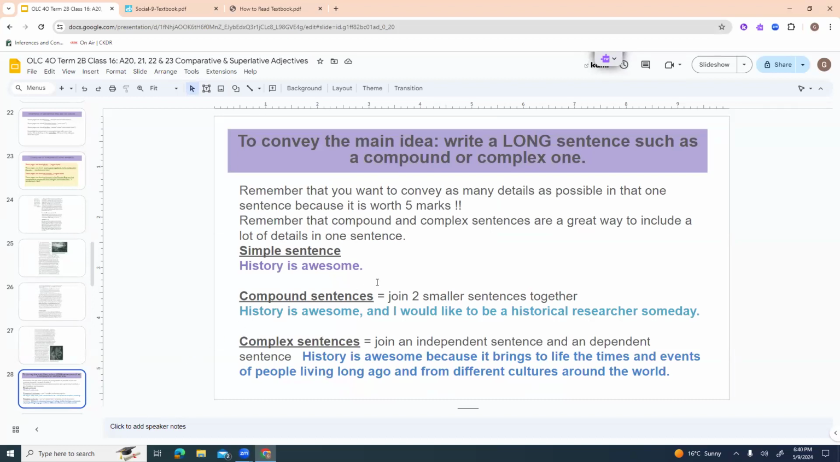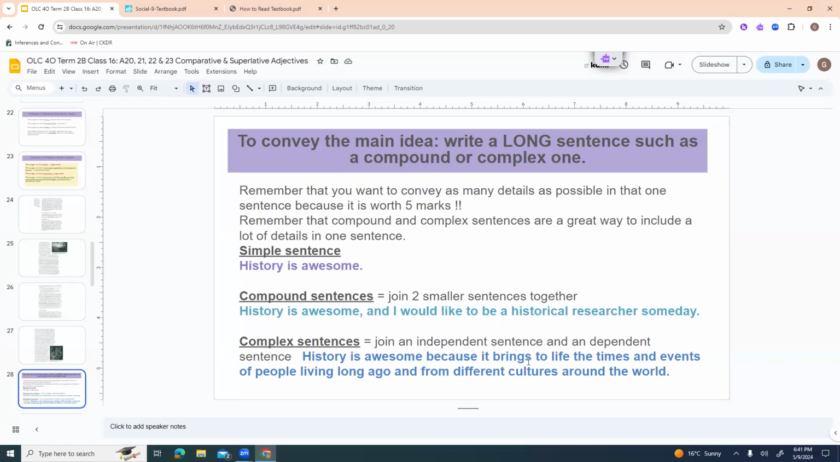Oh, here's some examples. Use a long sentence, such as a compound or a complex one. A simple sentence might be "History is awesome." It's not telling me enough. A compound sentence is when you join two smaller sentences together: "History is awesome, and I would like to be a historical researcher someday." A complex sentence joins an independent sentence and a dependent sentence together.